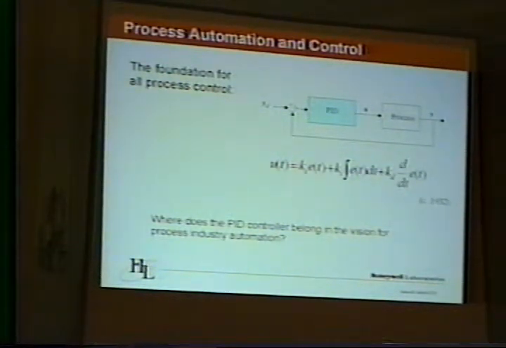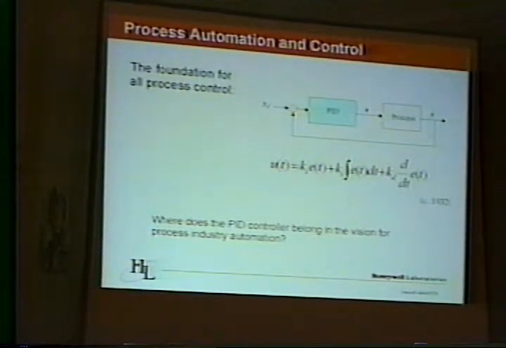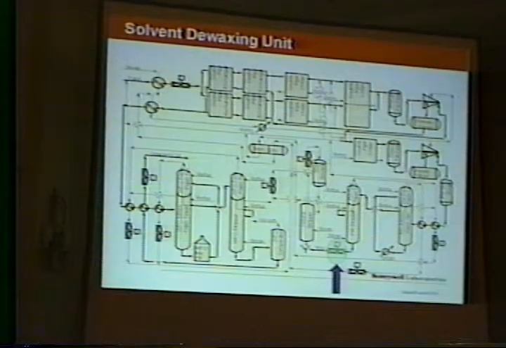So this is the PID controller, and an obvious question to ask if you're into PID control is: where does the PID controller belong when we talk about the future vision of automation in the process industry? Now, certainly one thing to remark is that PIDs are everywhere, in fact not just in the process industries, but in many other industries, in the aerospace industry as well. But being everywhere is one thing, and being the focus of the future vision is something else. So where are we going in terms of the vision of process control?